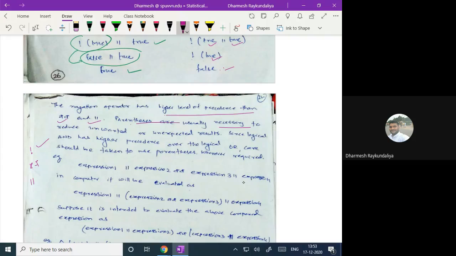Parentheses are usually necessary to reduce unwanted and unexpected results. Since logical AND has higher precedence over the logical OR, care should be taken to use parentheses whenever required. So as I told you, logical AND has higher precedence than the logical OR. So first it will execute this, second it will execute this, and third it will execute this. So let us understand. If I have expression 1, then logical OR, expression 2, logical AND, expression 3, logical OR, expression 4, then the computer evaluates it. Which has the highest precedence, logical AND or logical OR?